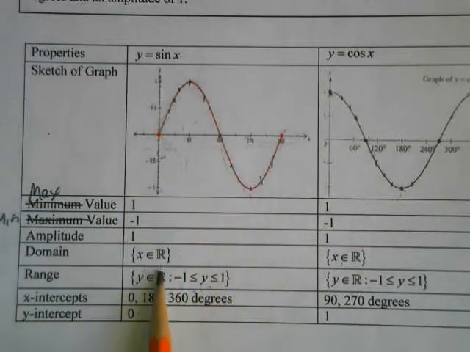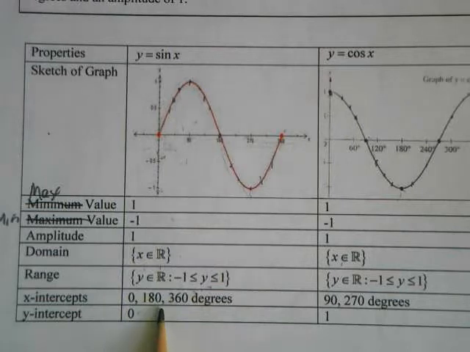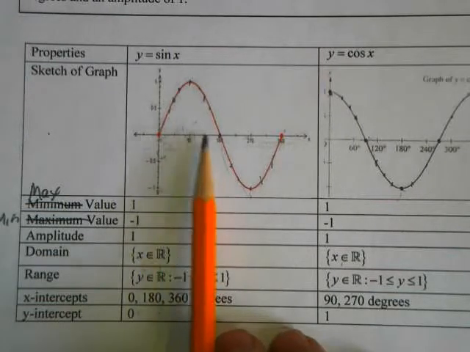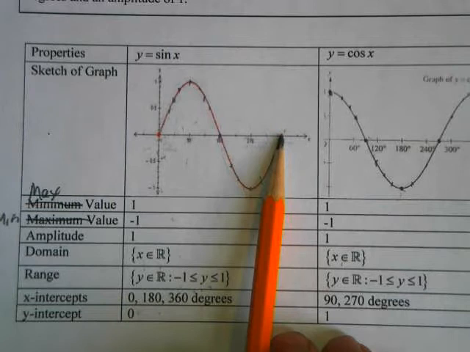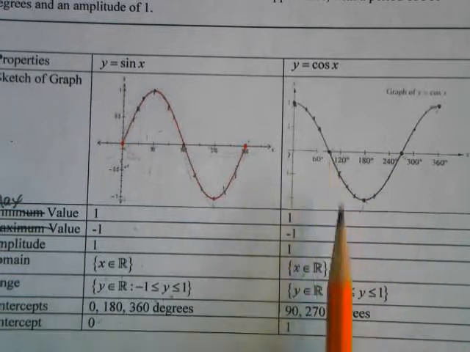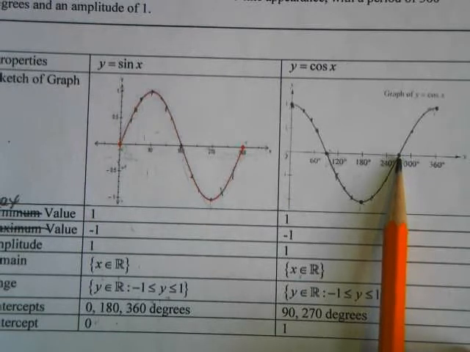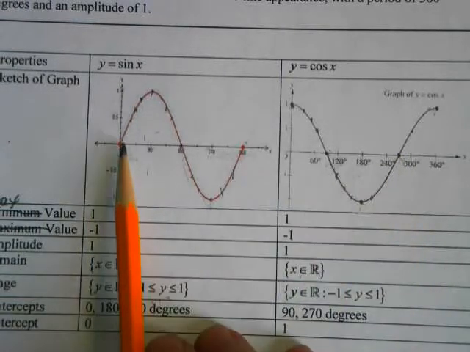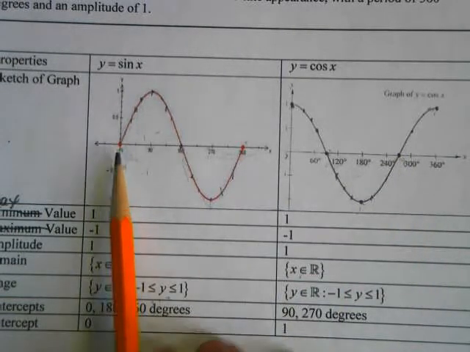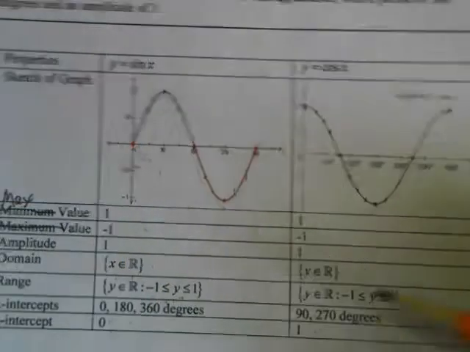If we looked at some of the key points, the x-intercepts, so where does the curve intercept the x-axis? Well, it happens at 3 places for the sine x function, at 0 degrees, 180 degrees, and 360. Whereas there's only 2 of them for cos x function, that they happen at 90 degrees and 270. Okay, and then also in terms of the other intercept, the y-intercept, so the y-intercept of sine x is 0, and the y-intercept of cos x is 1.